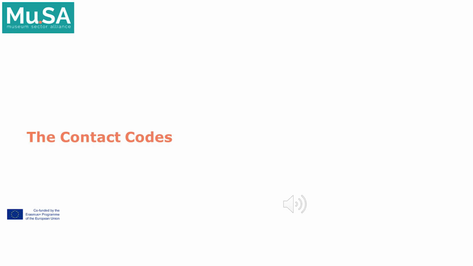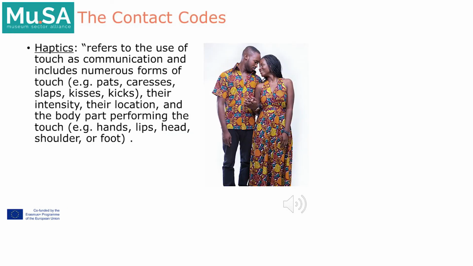The contact codes. Haptics refers to the use of touch as communication and includes numerous forms of touch: pats, caresses, slaps, kisses, kicks, their intensity, their location, and the body part performing the touch: hands, lips, head, shoulder, or foot.